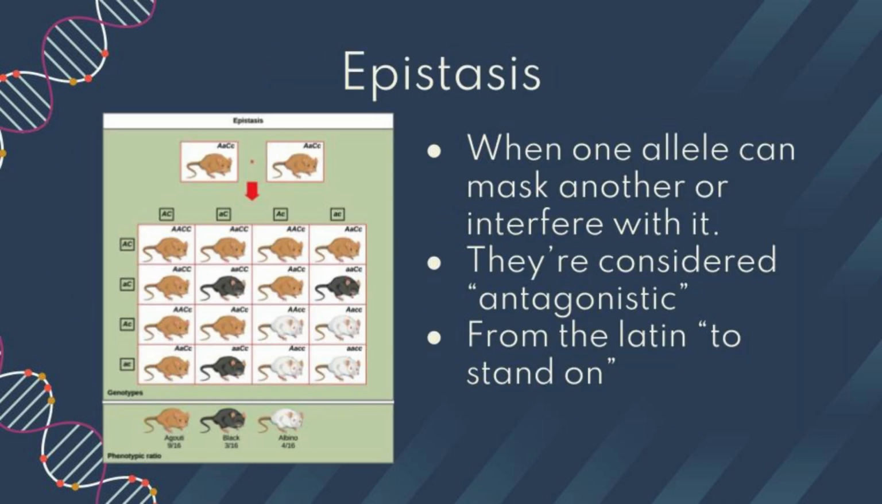The last one we're going to talk about for these different types is epistasis. We're not going to do a whole lot with this one in this class. I just want you to know it exists. So this is where an allele can actually mask another one or interfere with its expression. So it's considered antagonistic. It means that when you have a certain trait, it can get hidden if another trait is present. And we can see with our brown, black, and white mice, the white is an albino. The black gets masked except for in very specific circumstances.